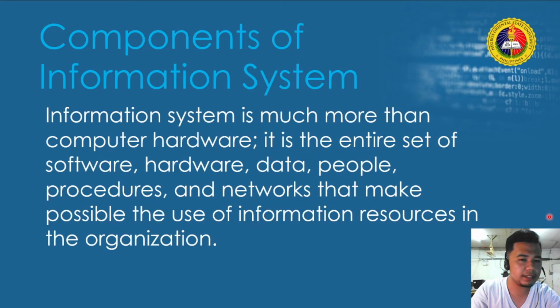However, an information system is much more than computer hardware. It is the entire set of software, hardware, data, people, procedures, and networks that makes possible the use of information resources in organization. Okay, so these critical components enable information to be input, processed, output, and stored. Each of these information system components has its own strengths and weaknesses as well as its own characteristics and uses. Each component also has its own security requirements.